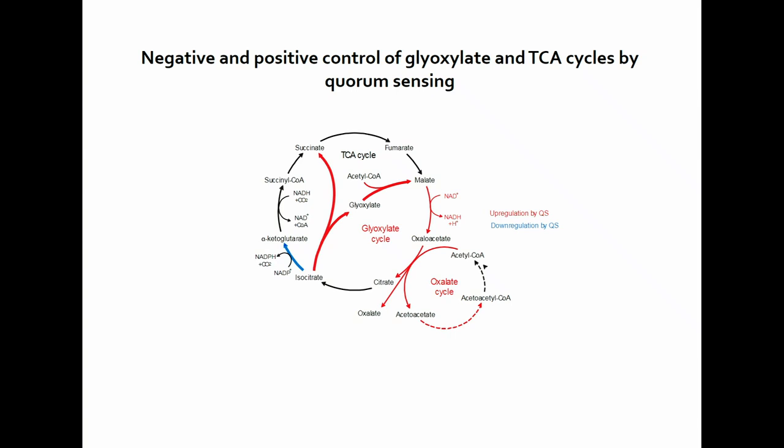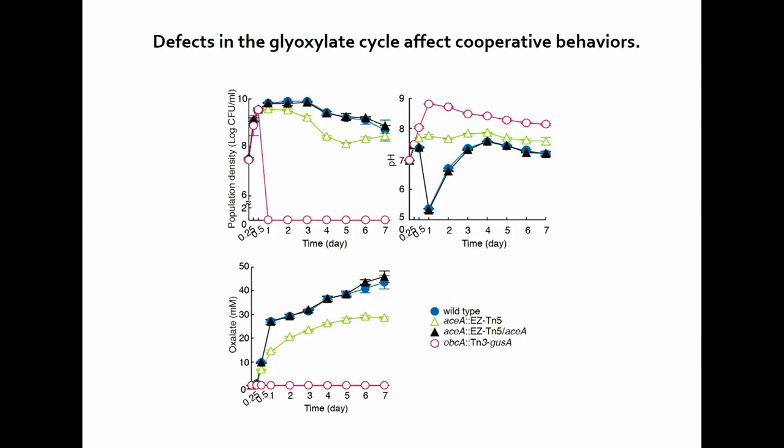All right, so here's negative control and positive control. Quorum sensing negatively controls the isocitrate dehydrogenase activity, I mean the transcription activity, and isocitrate lyase is upregulated by quorum sensing. And also, this oxalate cycle is upregulated. I didn't talk about this because it's older stuff.